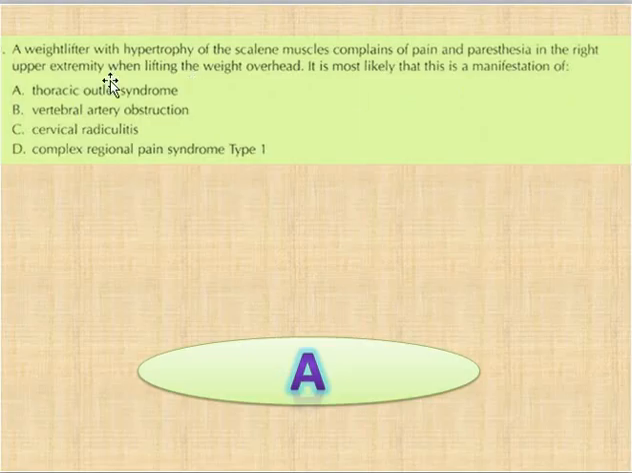Okay, it is most likely a manifestation of option A, thoracic outlet syndrome, B, vertebral artery obstruction, C, cervical radiculitis, D, complex regional pain syndrome type 1, and the correct option is option A, thoracic outlet syndrome. ये सारा कुछ ना thoracic outlet syndrome का सिनेरियो.